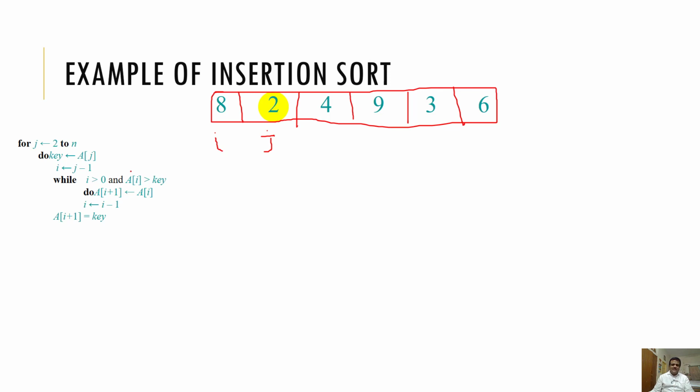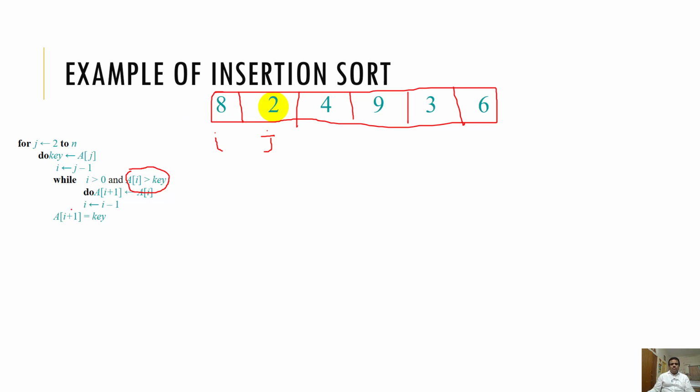So aj, the key, is less than AI. That means we cannot increase j by this for loop; we have to do some action over here. That is taken care of by this while loop, and also i is not 0, which means we are not yet at the beginning of the array.